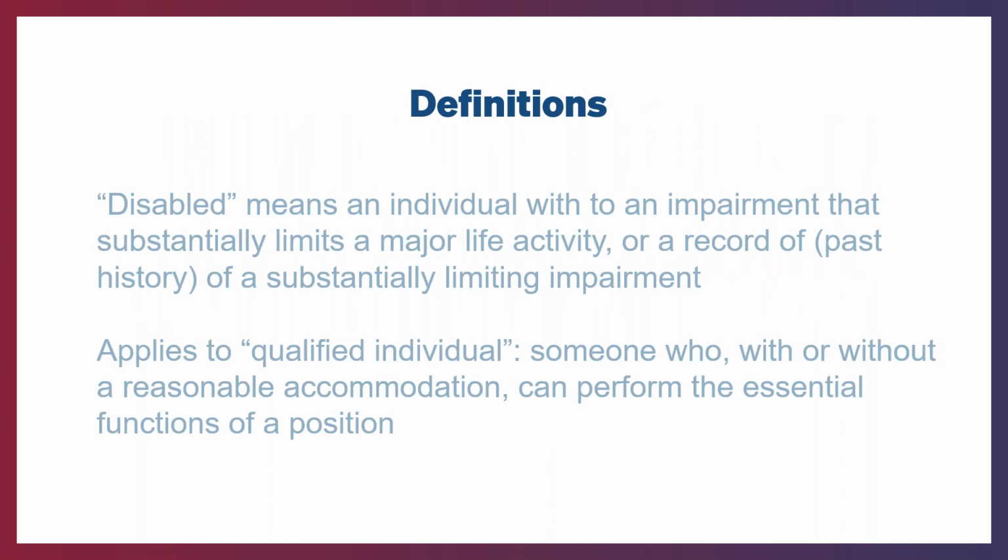So what is the definition of disability? Well, under the federal law, the ADA, disabled means an individual with an impairment that substantially limits a major life activity, or a record of a past history of a substantially limiting impairment.